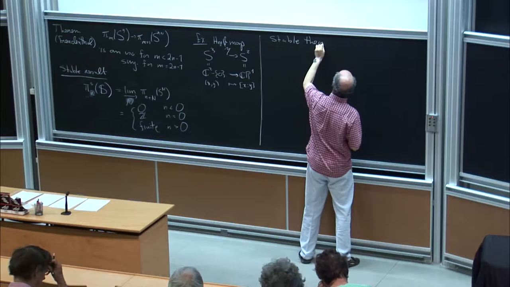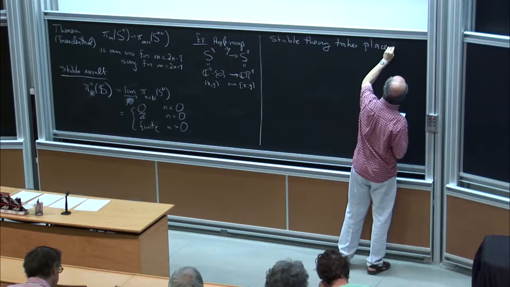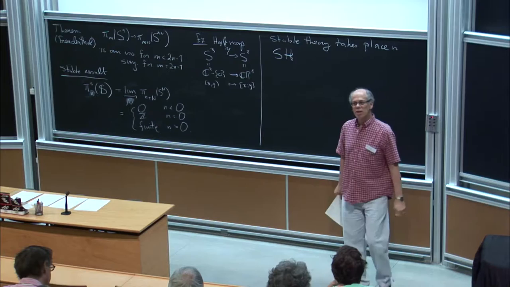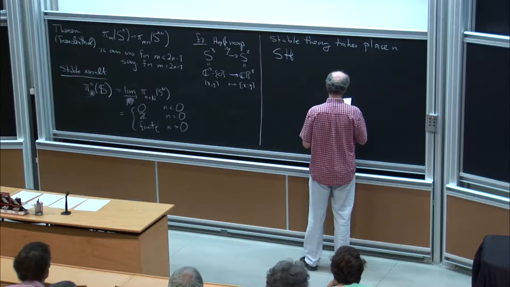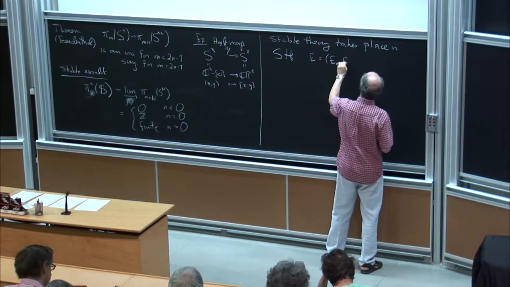Place in the stable homotopy category, where you systematically stabilize the homotopy groups in this way, and you don't have to do it just by suspending. You can form an object, a spectrum. This is what enables you to make a stable homotopy group.